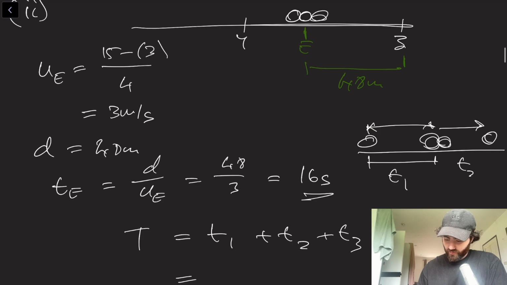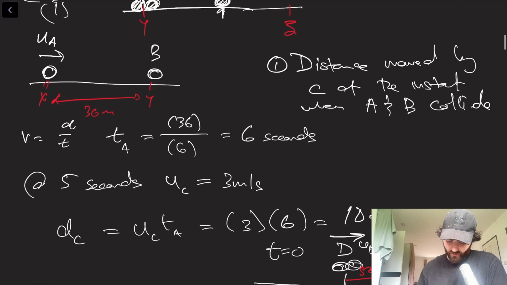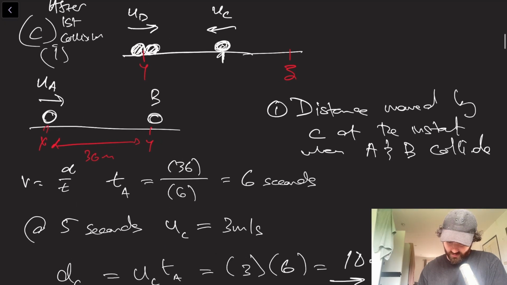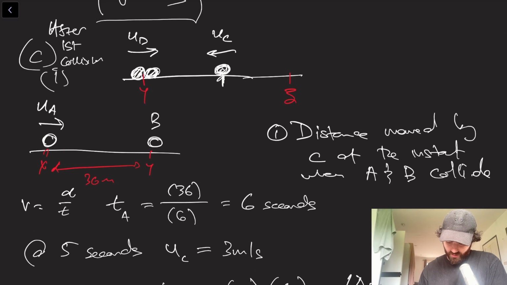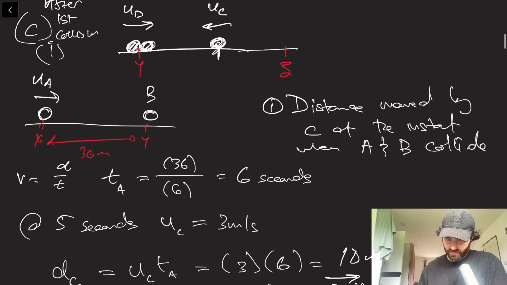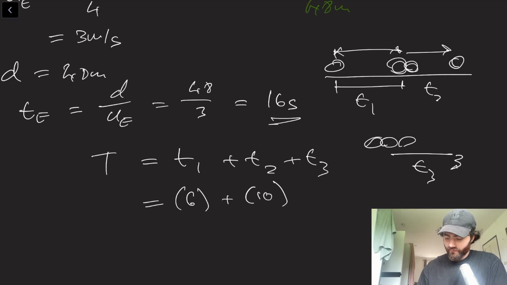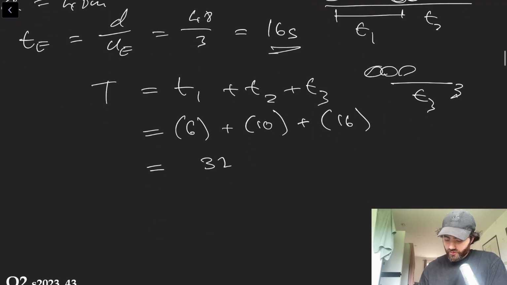So how long does it take for this to hit that? Did we find that somewhere? 6 seconds. Yeah, the time of A to hit B was 6 seconds. The time between the collisions, so when D hits C, was 10 seconds. And then this final time here for E to move to Z was 16 seconds. So the total time will be 6 plus 10 plus 16. It's 32 seconds. Okay, so the total time is 32 seconds.